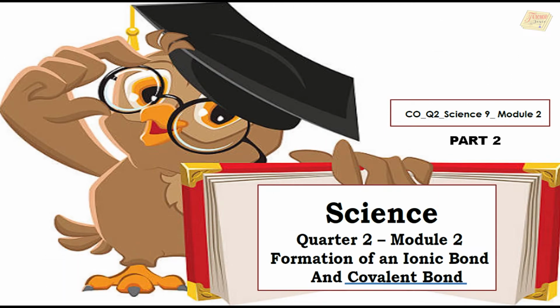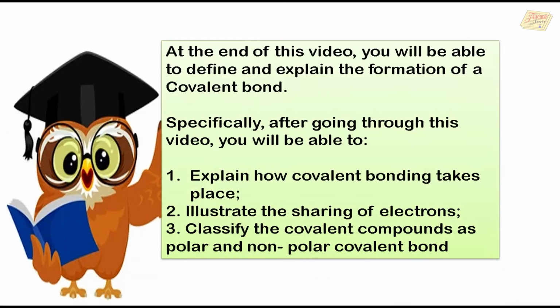For today, we are going to discuss formation of an ionic bond and covalent bond, but this time we are going to focus on covalent bond. At the end of this video, you will be able to define and explain the formation of a covalent bond. Specifically, after going through this video, you will be able to explain how covalent bonding takes place, illustrate the sharing of electrons, and classify the covalent compounds as polar and nonpolar covalent bond.